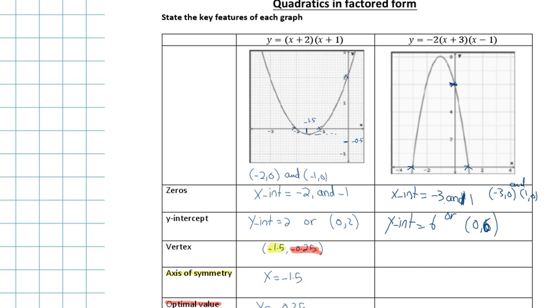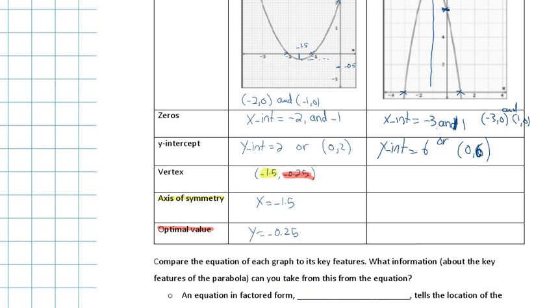Now, when we look at the vertex, what does the vertex look like? It's at 1 and 8. Right? It's at 1 and 8. Negative 1. Yep, it is negative 1. So where would the axis of symmetry be? x equals negative 1, and the optimal value, y equals 8.